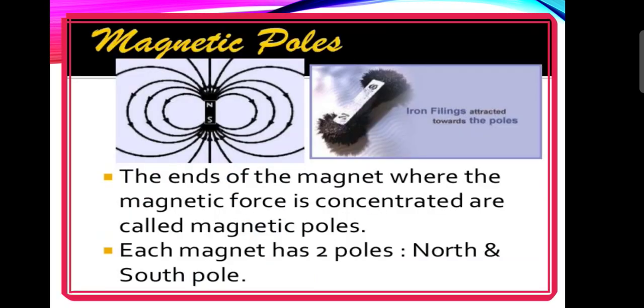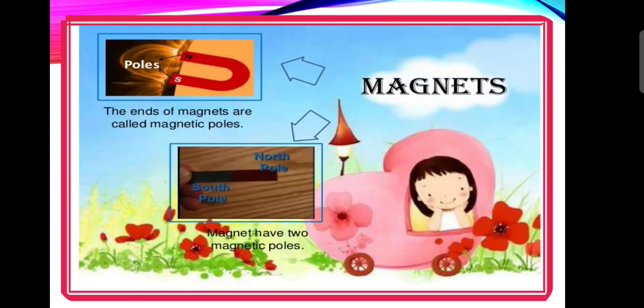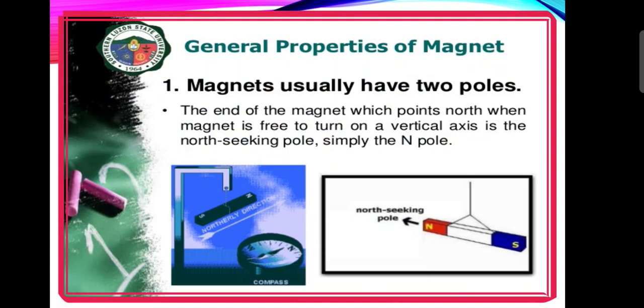Children, as you know, we have already seen the ends of the magnet where the magnetic force is concentrated are called magnetic poles. And every magnet has two poles that we call north and south. We have also found that these magnetic poles have more force of attraction, and when we try to find out their poles, the end which is facing towards the north is called the north pole, and the end of the magnet which is seeking towards the south is called the south pole.